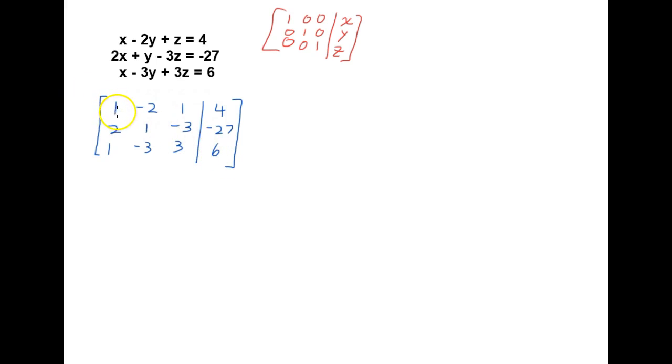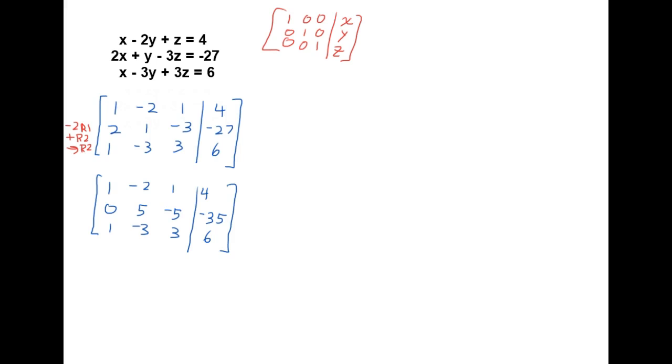We already have a 1 right here, so that's good. We want a 0 right here. So what we're going to do is add some multiple of this first row onto the second row to eliminate this 2. What that will look like is, I'll say negative 2 times row 1 plus row 2, and then we'll replace row 2. That's what we'll see here. So that will be the next step that I'll show.